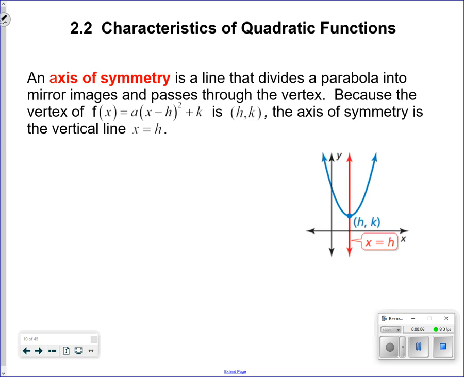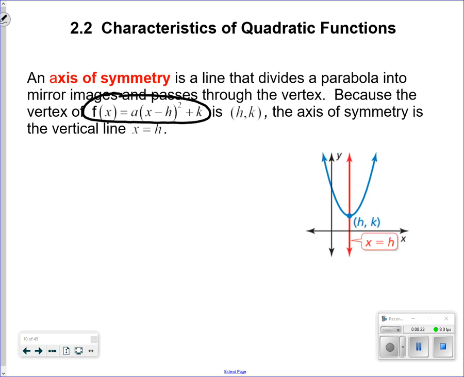We're going to divide this up into 2 days, but we're going to talk about different characteristics of quadratic functions and some different things about quadratics. There's really 3 forms that we'll be interested in, and the first form we've talked about a lot, and that is vertex form.